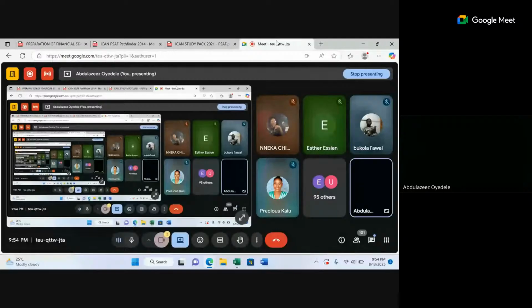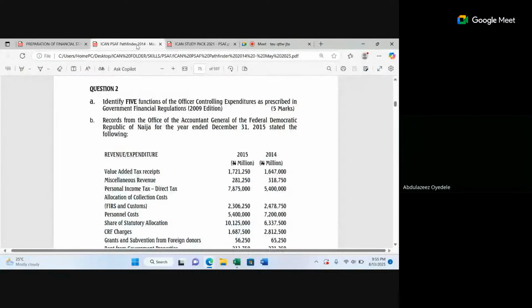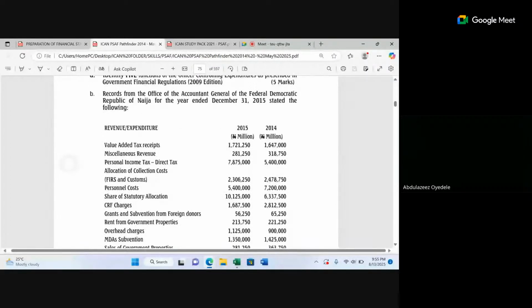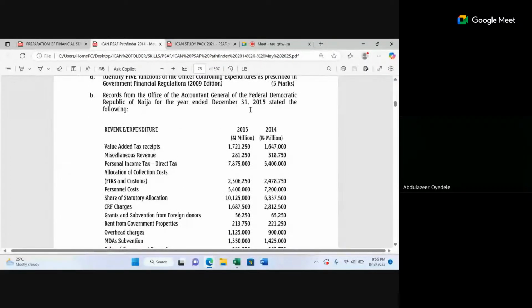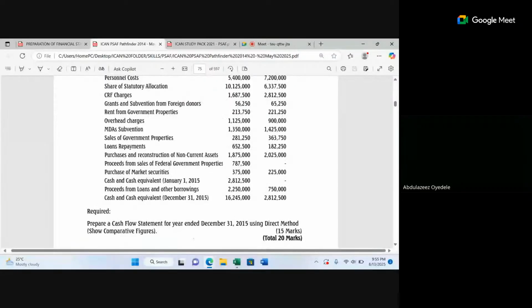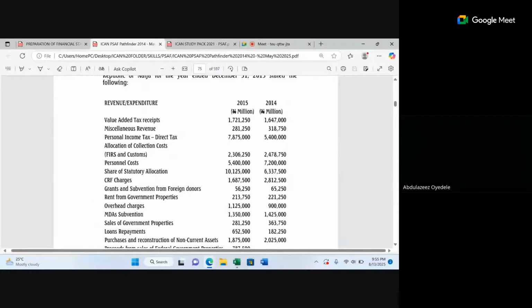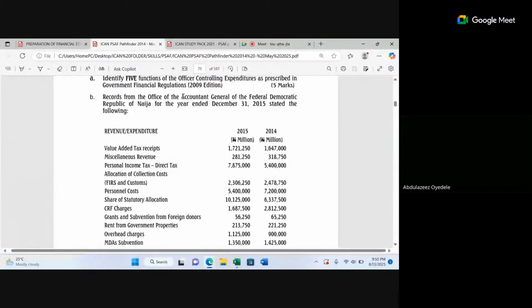All right, so let's go back to that question. The question says we should prepare the cash flow statement for the Federal Republic of Nigeria using the direct method. So let's go to our Excel file. Federal Democratic Republic of Nigeria for the year ended.